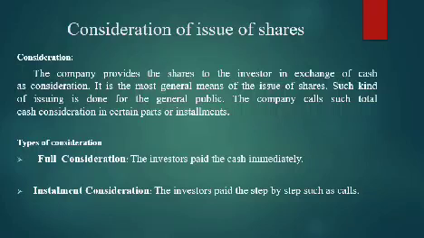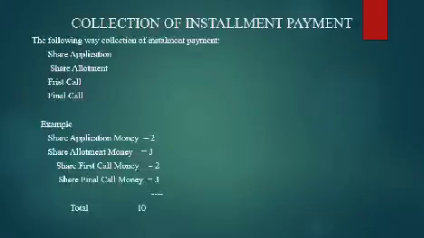In installment consideration, the investor pays cash step by step, by way of calls. There are four stages: application money, allotment money, first call and final call. When the corporate company issues shares on an installment basis, it collects payment step by step. First step is share application money, second step is share allotment money, third is first call money and final call money. For these transactions we follow some journal entries.